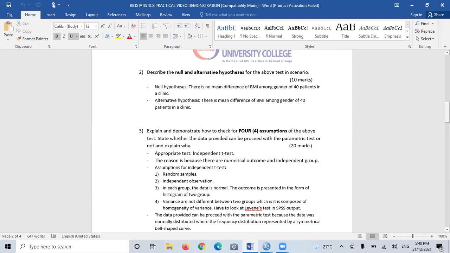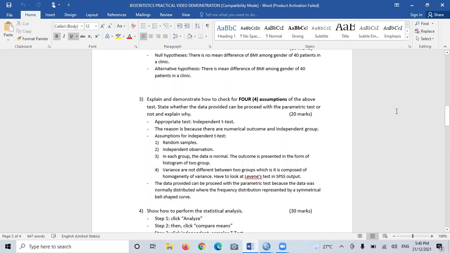The third question is to explain and demonstrate how to check for the 4 assumptions of the above test and state whether the data provided can proceed with the parametric test or not, and explain why. The appropriate test that is suitable is the independent t-test. The reason is because there is a numerical outcome and independent groups.